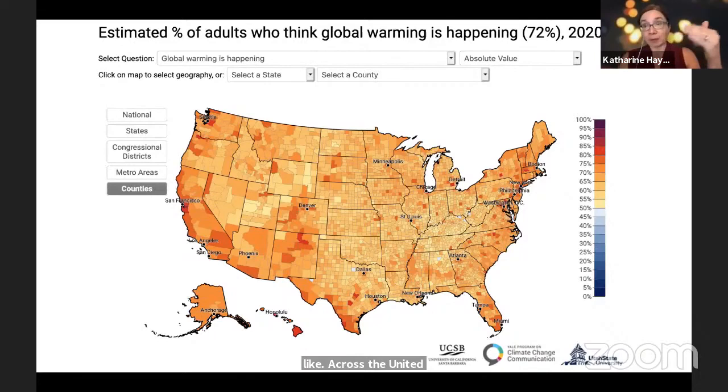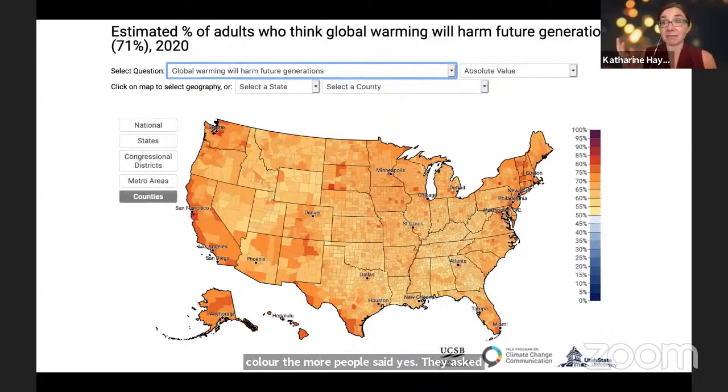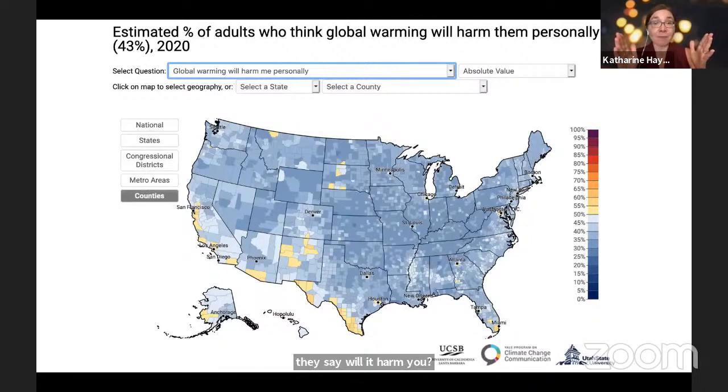They asked people, will it harm plants and animals, a different species? And people say yes. Will it harm future generations? Yes. Will it harm people in developing countries? Yes, probably. And then they say, will it harm you? This is the biggest gap we have. The gap between people who think that climate is changing and it will affect other species, future generations, and people who live far away, and the people who say it will affect me.